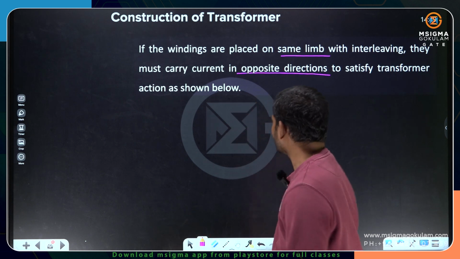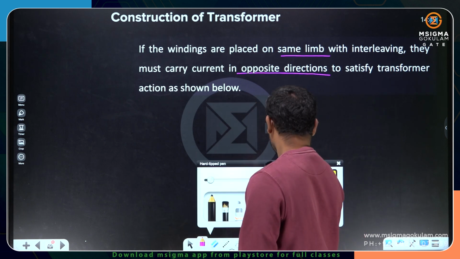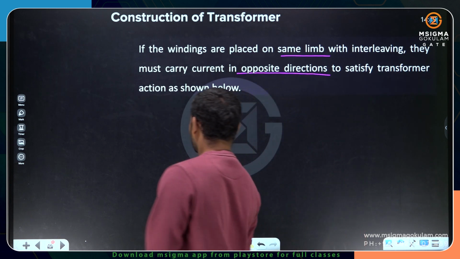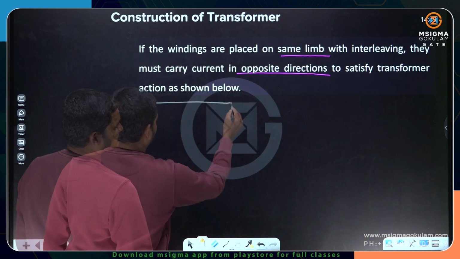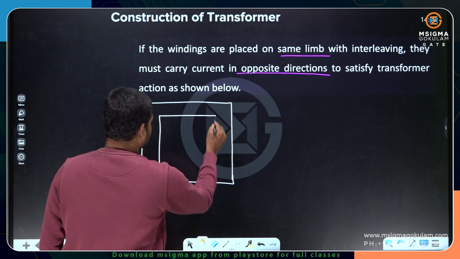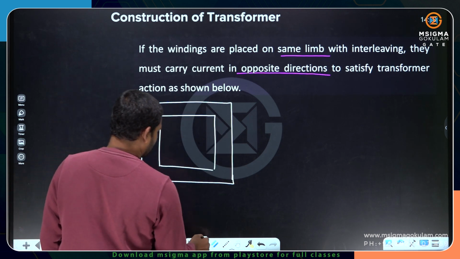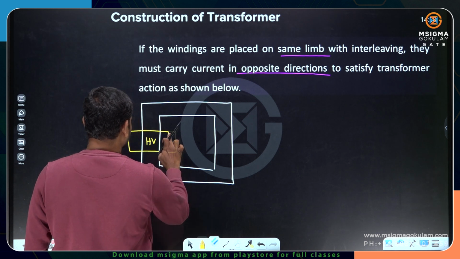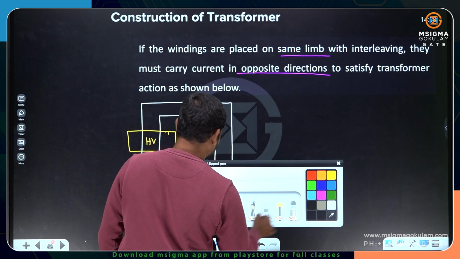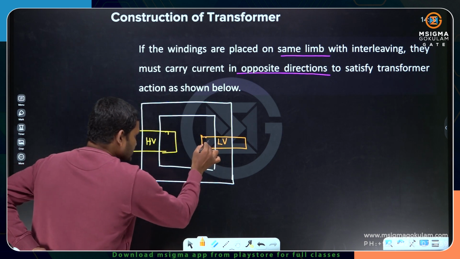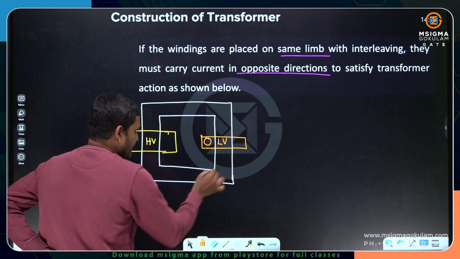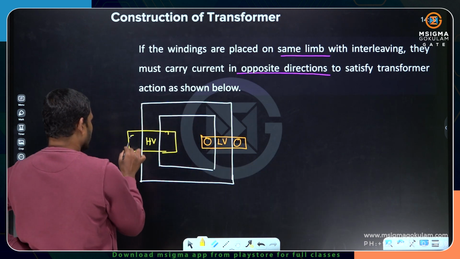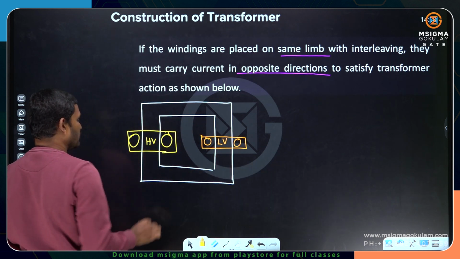Okay, let me show you the diagram here. Please try to understand this. I have a transformer core like this, and let me take up the high voltage winding, and let me take up the low voltage winding. This is my low voltage winding one side, and this is my low voltage winding the other side, and this is high voltage winding one side, and this is the high voltage winding the other side.